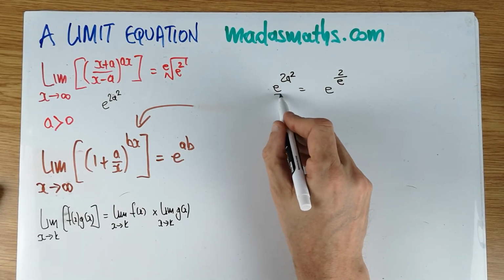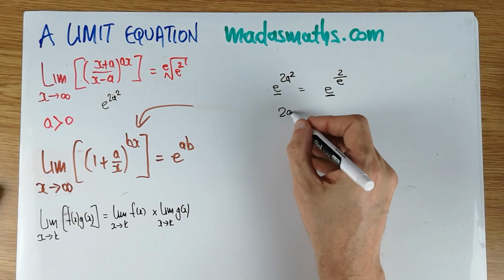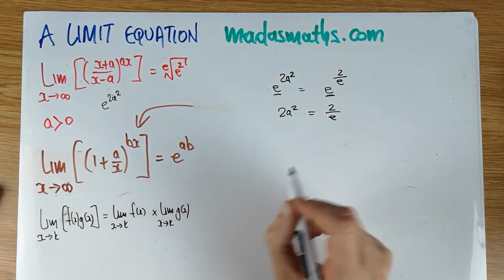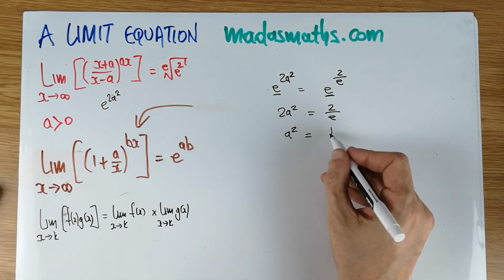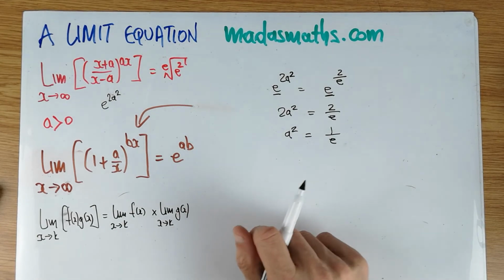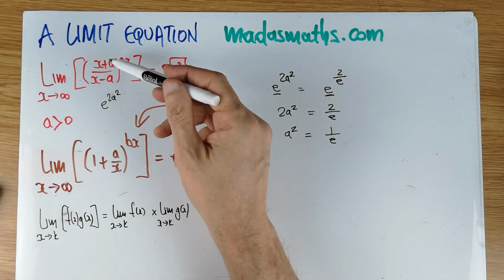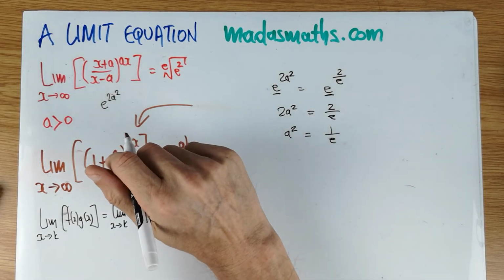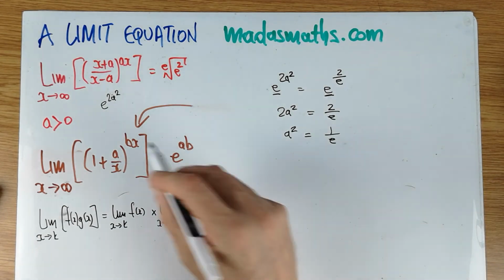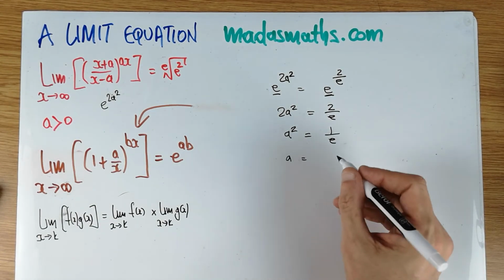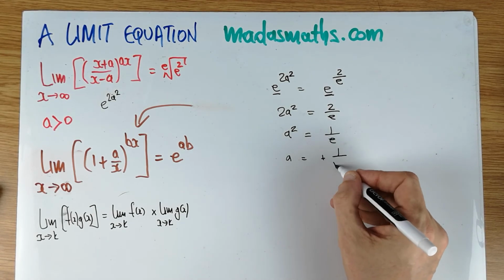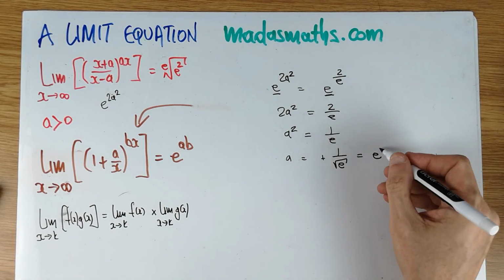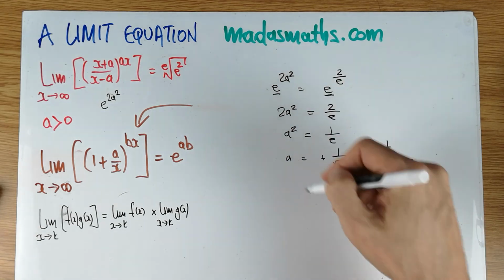So we have the same base, e and e. Therefore, the exponents must be the same. Divide both sides by 2. A squared is 1 over e. And I think it could be, of course, plus or minus. If you swap it, the minus at the top and the other one at the bottom, it produces a symmetrical expression. But because here it did say a is a positive number, a is the positive square root of 1 over the square root of e, or if you prefer, you can write it as e to the minus half.